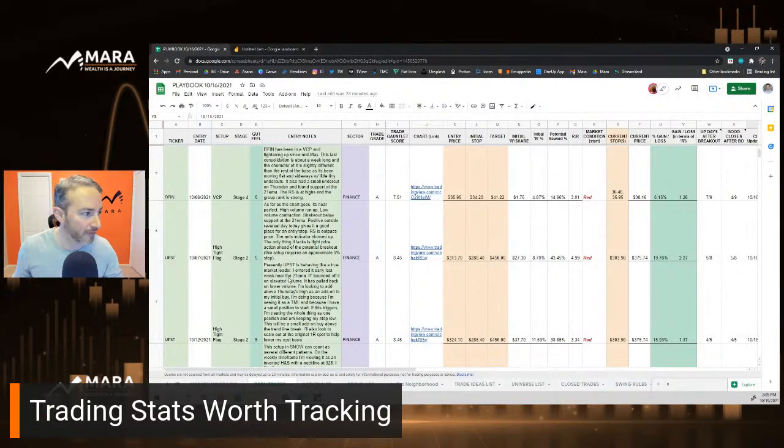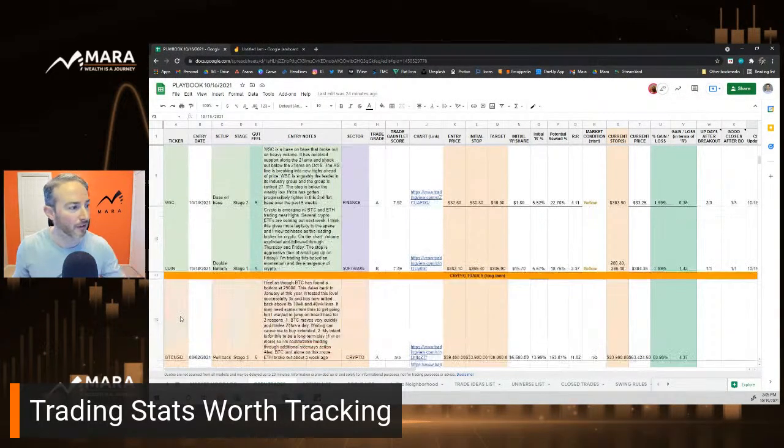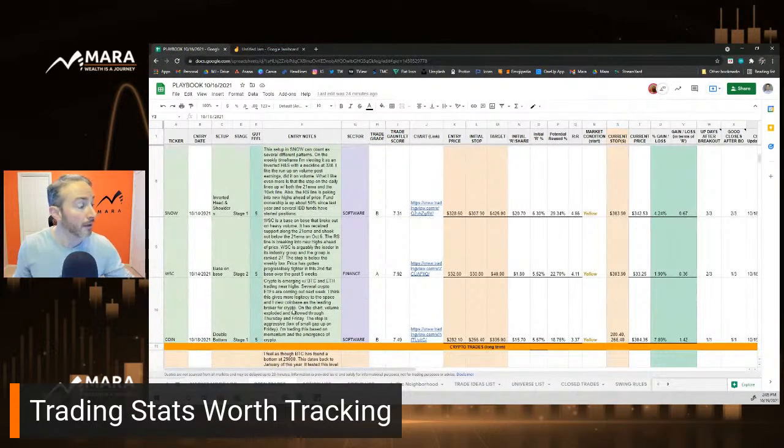So I've got that here, Snow, WSC, and just added Coin. And then there's some crypto stuff down here as well. But there's a lot of stats being tracked in here, and you could choose to track as much or as little as you want. I like to track a decent amount, obviously.